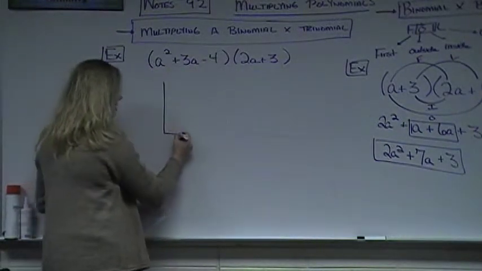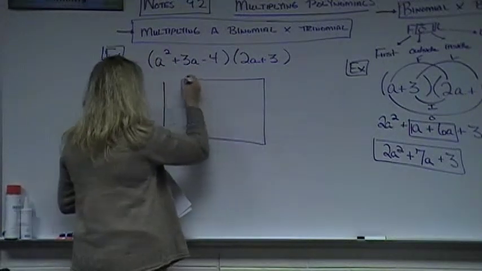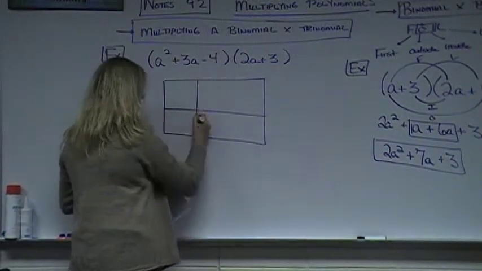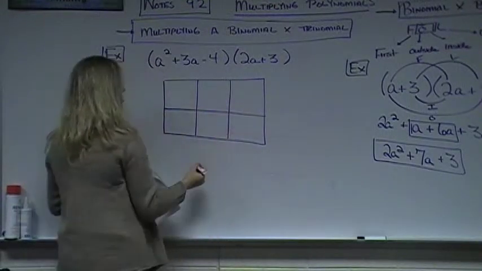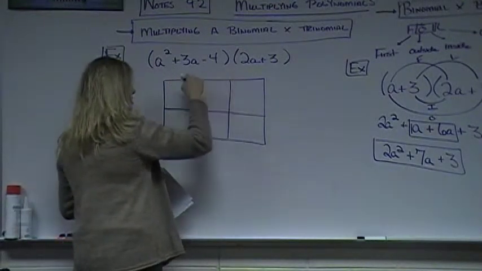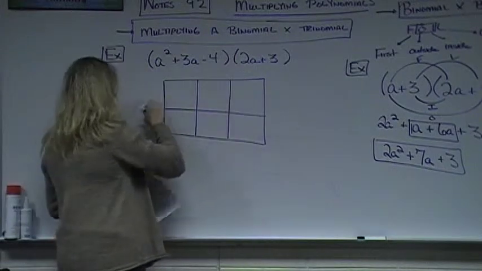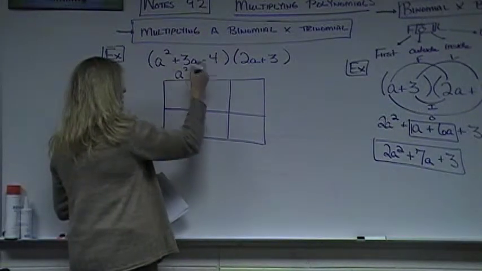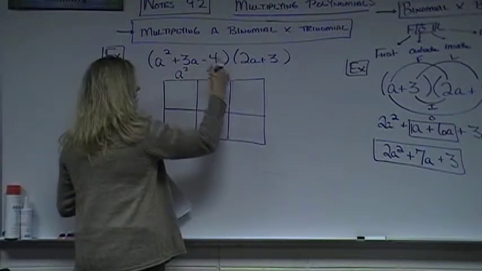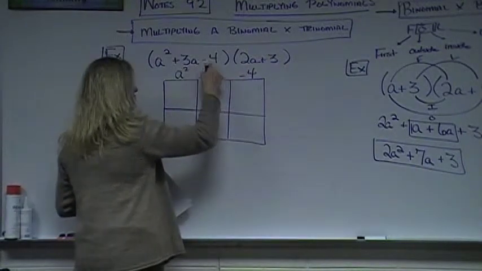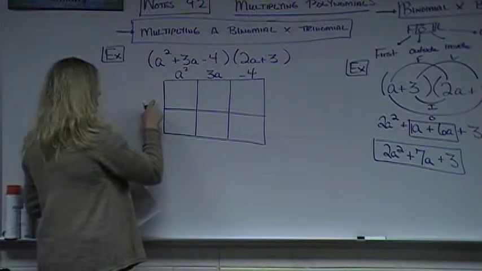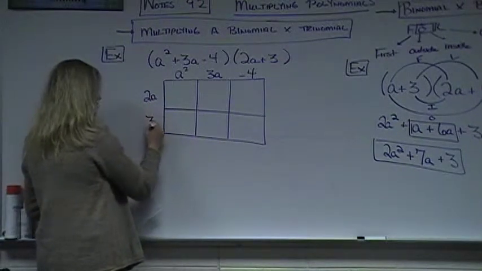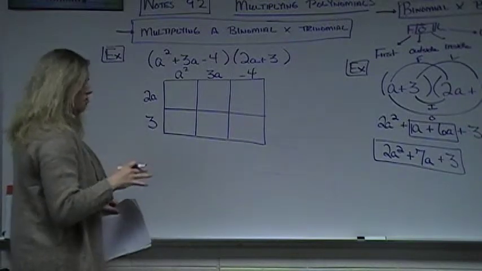So I'm going to go ahead and make my table, and I'm going to choose to do it this way, of the 3 by 2. That means my 3 terms need to go up here, my 2 terms need to go here. So a squared, positive 3a, and negative 4. That is a negative 4, not a positive 4. Here would be the 2a, and here would be the positive 3. And now we just multiply.